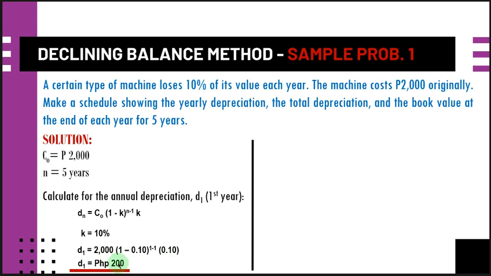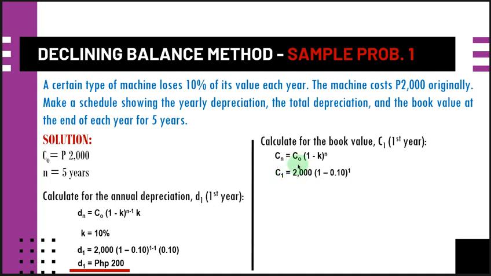Okay, so we are going to calculate now the total depreciation, but prior to this, we need to calculate first the book value for the first year, referring to this C sub 1. So by formula, our book value C sub n is equal to CO times the quantity 1 minus k raised to the n. Since we are considering first year, this will become C sub 1, okay?